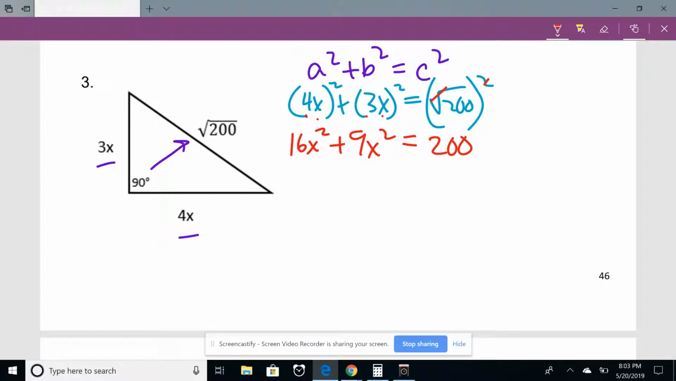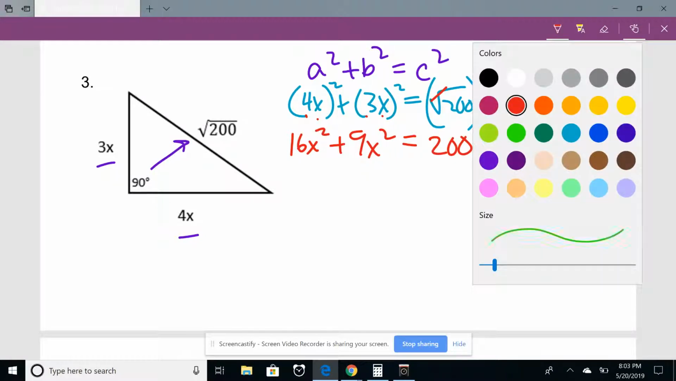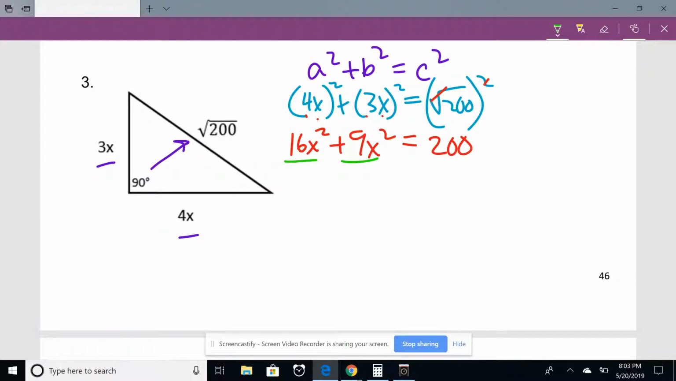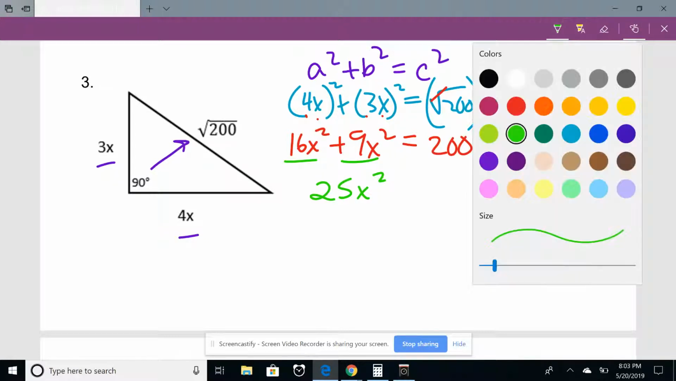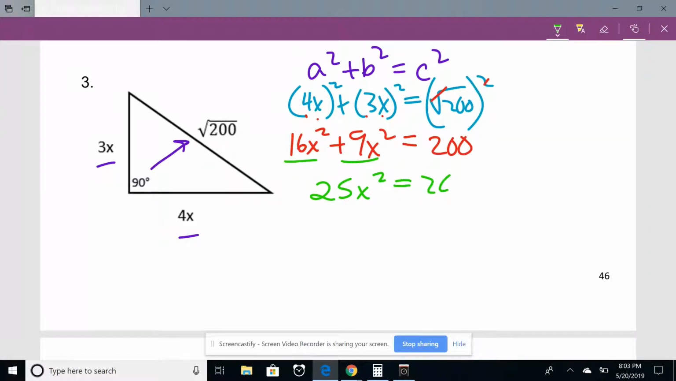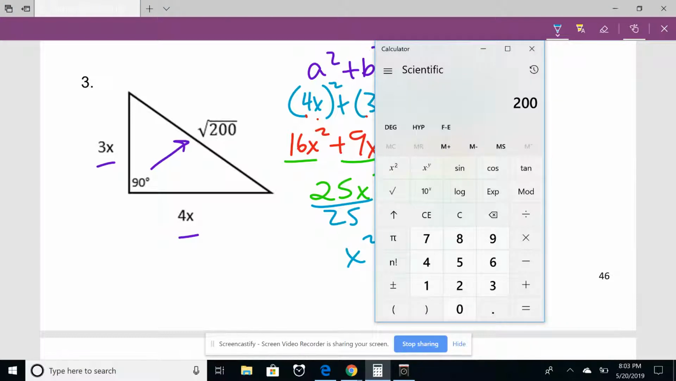Combine like terms. 16x squared plus 9x squared, these are like terms, you can combine them, is 25x squared equals 200. Divide both sides by 25. So we get x squared equals 8. All right, 200 divided by 25 is 8.